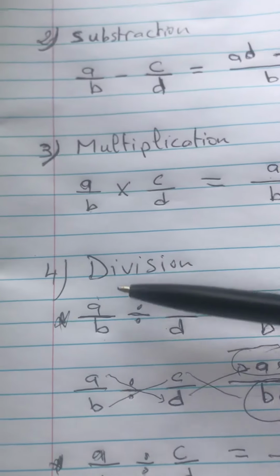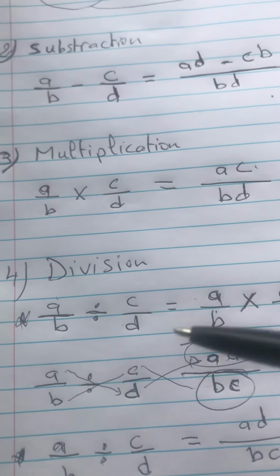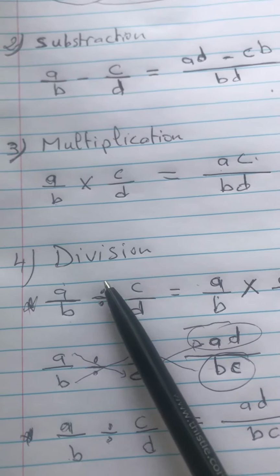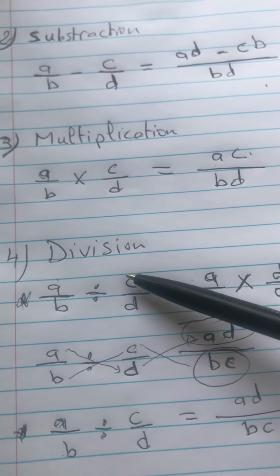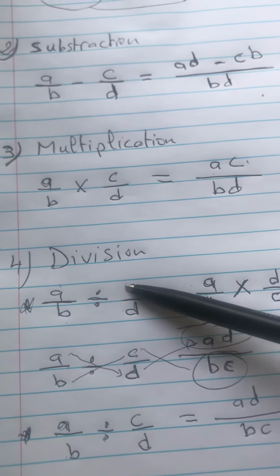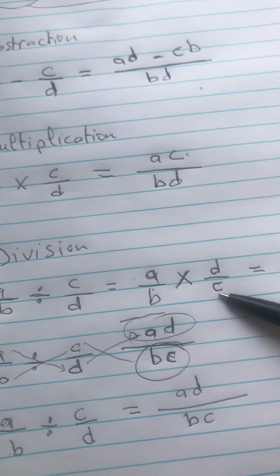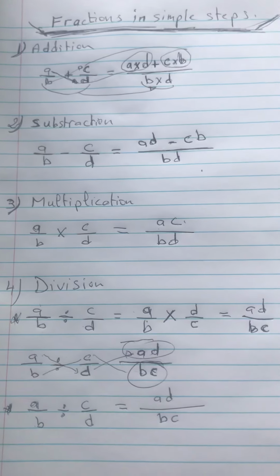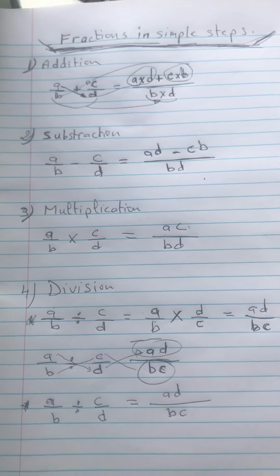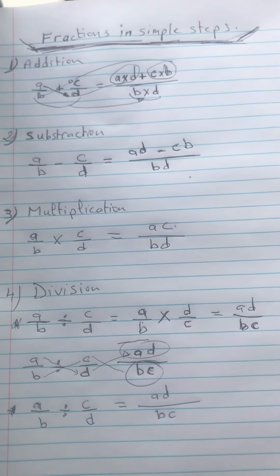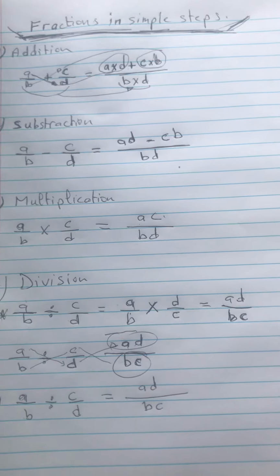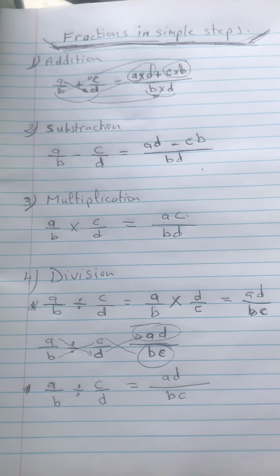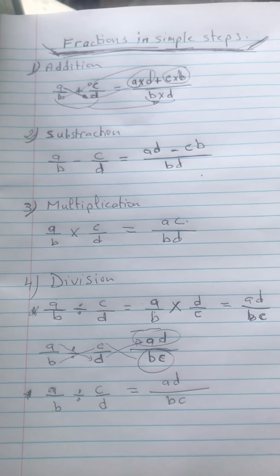Then multiplication and division, more or less the same if you understand the rule of turning the sign divide into multiply and swap the second fraction like this, make it upside down, then everything will be clear if you follow my strategy and my method slowly. I can give you more examples and help you more with more maths.